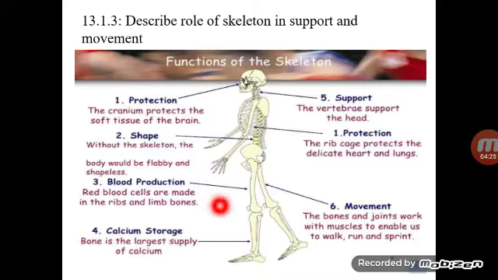Not only is calcium stored in the bone, but it is the main source which supplies calcium to the blood also. Number 5, support. The vertebrae support the head and the whole body. And the last, movement. Without bones, without joints, we cannot move. So these are the important functions or role of skeleton.